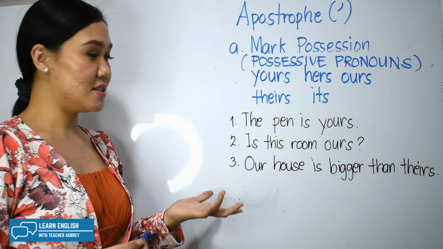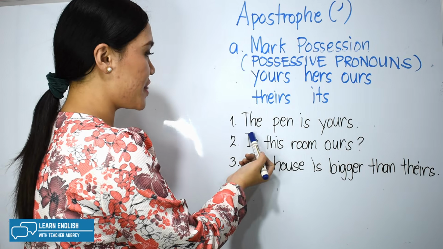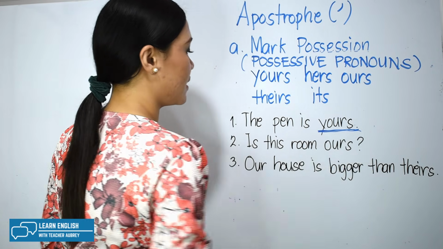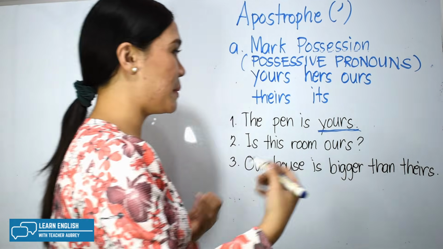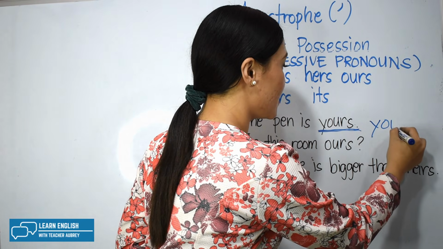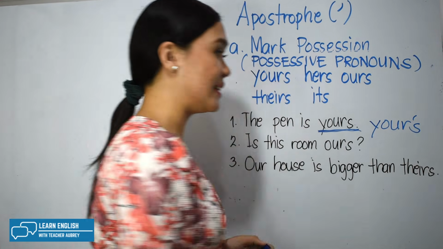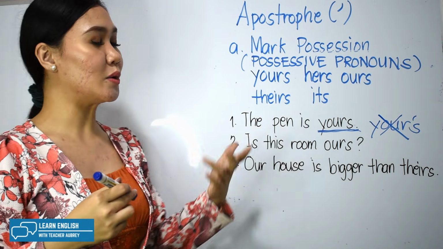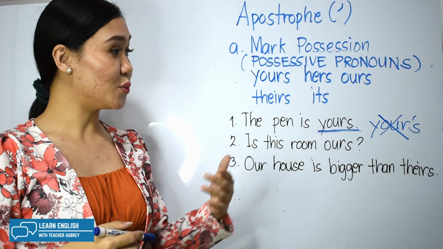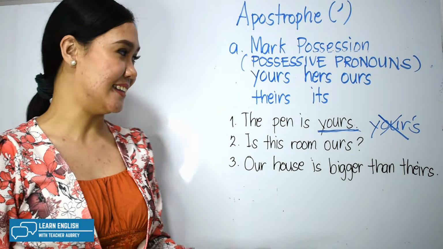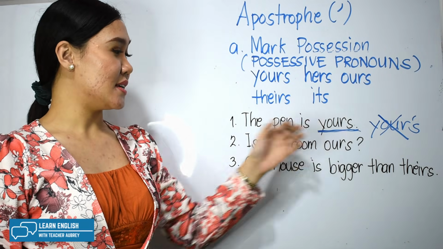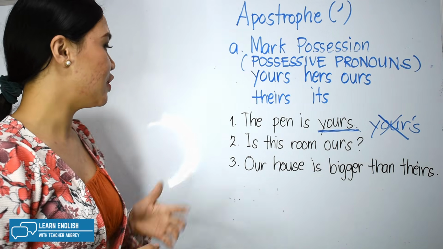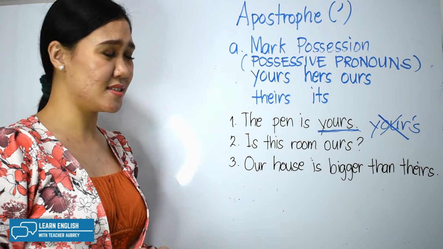Let's look at these examples. Number 1, the pen is yours. Karaniwan, yung iba, may mababasa tayong sinusulat nila yung yours na possessive pronoun na may apostrophe. That is wrong. Kung possessive pronoun ang gamit mo, at walang word na ganyan, wala pong ganyan. Ito ang tama, yours. Ibig sabihin, ang panulat ay iyo. The pen is yours.